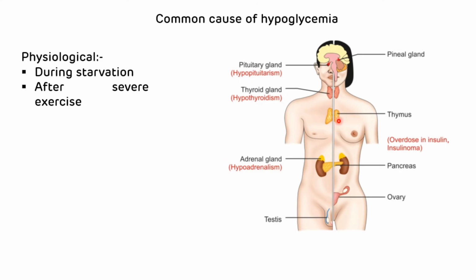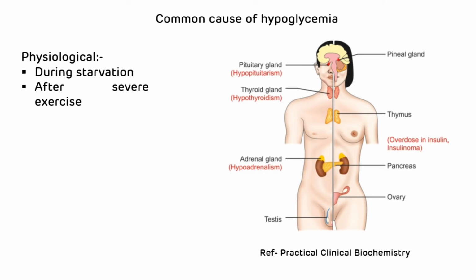And remember, hypoglycemia is more dangerous as compared to the hyperglycemia. If the blood glucose level is less than 45 milligram per deciliter, then it is a critical condition. These are the various reasons for the hypoglycemia.